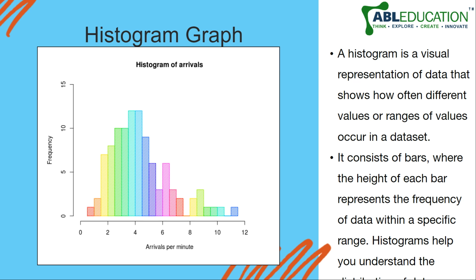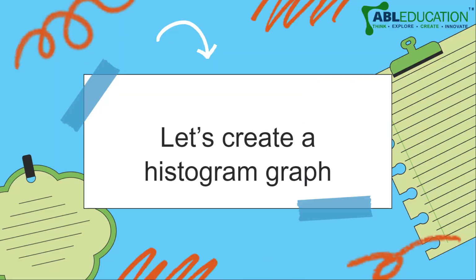As you can see, it consists of bars where the height of each bar represents the frequency of data within a specified range. Suppose in the 0 to 2 range, how many data points are there? In the 2 to 4 range, what are the different frequencies? So basically, in a range, we represent the bar graph. That's what we call a histogram graph.